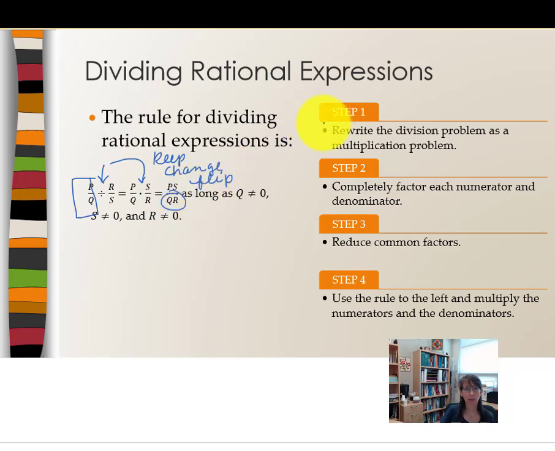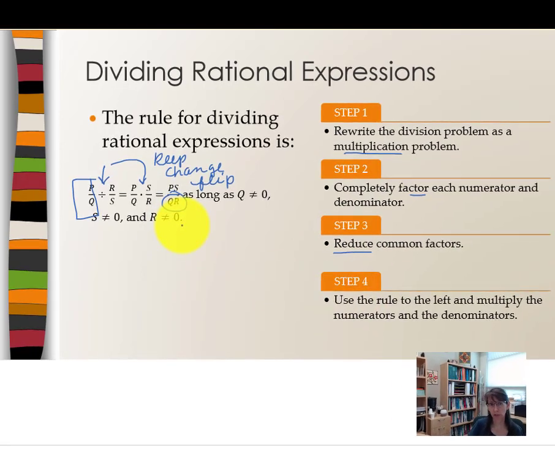Step 1, you want to recall. Rewrite the division problem as multiplication. Completely factor each numerator and denominator. Reduce any common factors that you find. And then use the rule to the left to keep, change, flip.